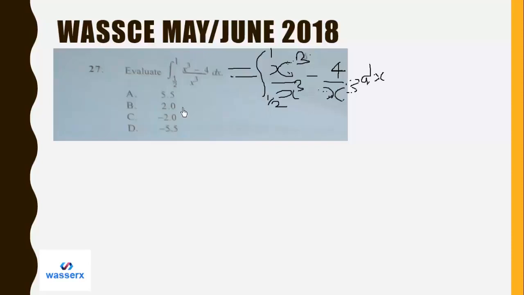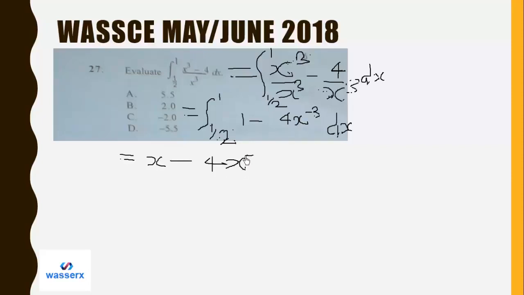Now we rewrite this as x cubed over x cubed, which will give us 1. So we have the integral from 1 to 2 of 1 minus 4x to the power negative 3. We use the laws of indices to obtain that. Then we integrate now: the integral of 1 is x. Then integrating this, it becomes 4 times x to the power negative 3 plus 1, which gives us negative 2, divided by negative 2.